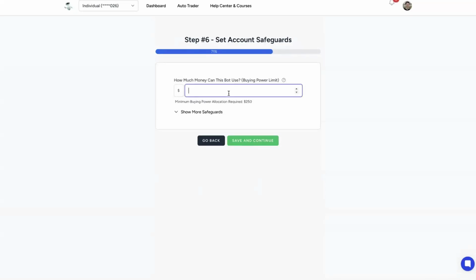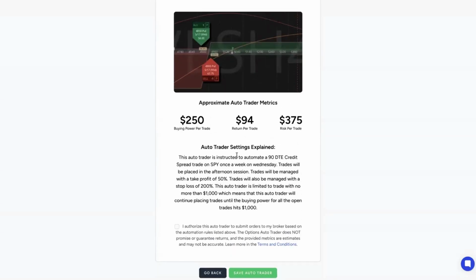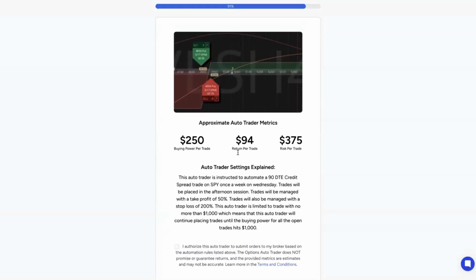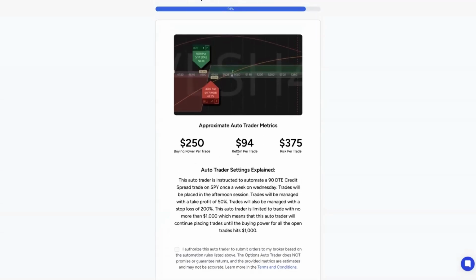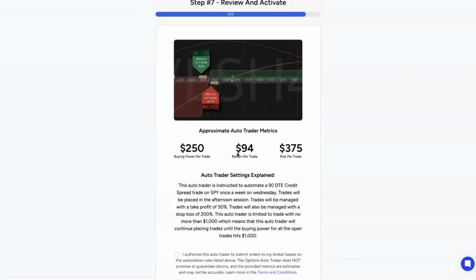And then next I say how much money I want to trade with it. So let's say it's $1,000, right? I can save this trade and make it live basically. So let me save it. And just like this, everything's fully automated. Great strategy, aligned with the trend, take profit, stop loss, and I'm using the amount of money that I want to use. You can see that's how simple it is now with the options auto trade.